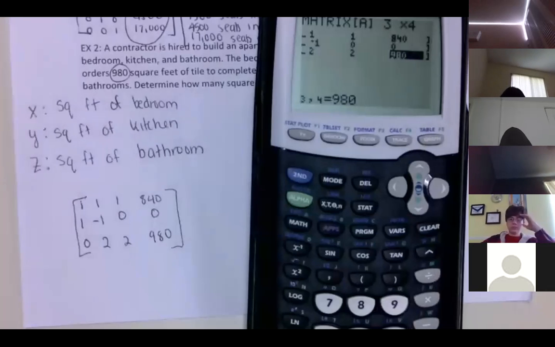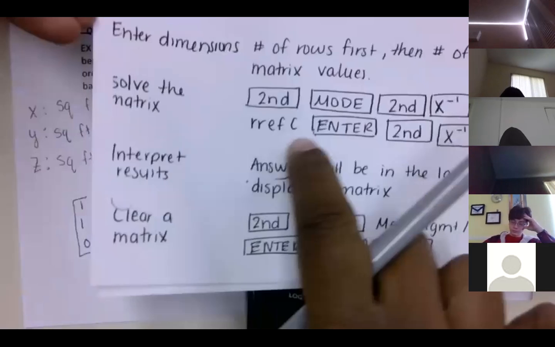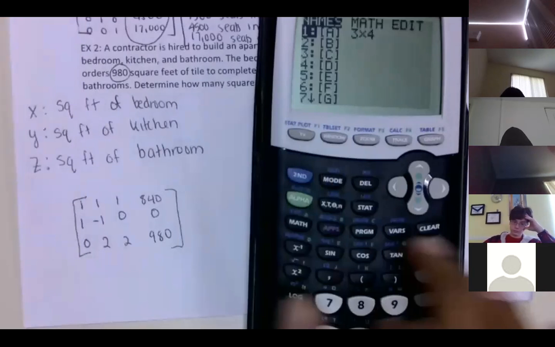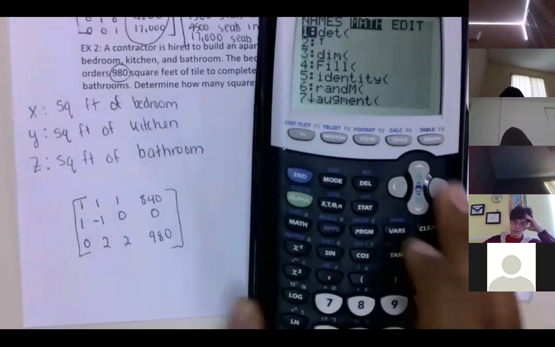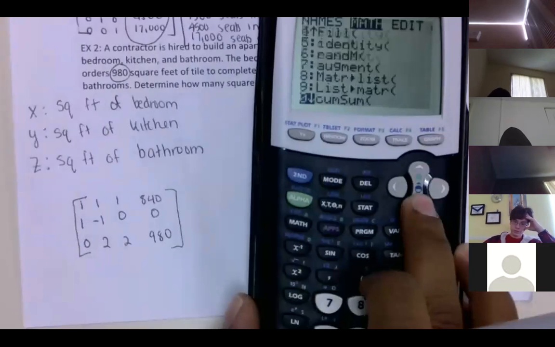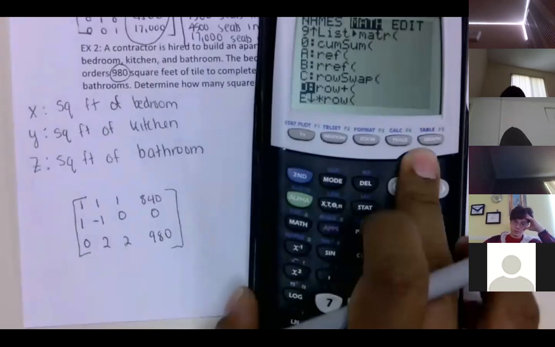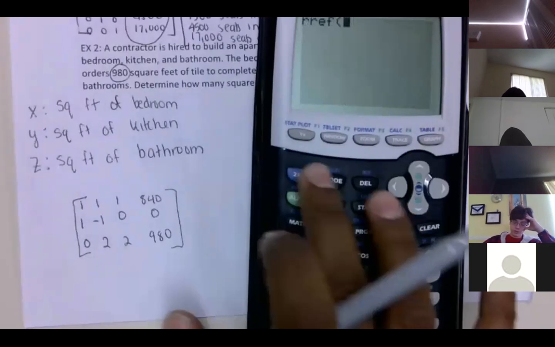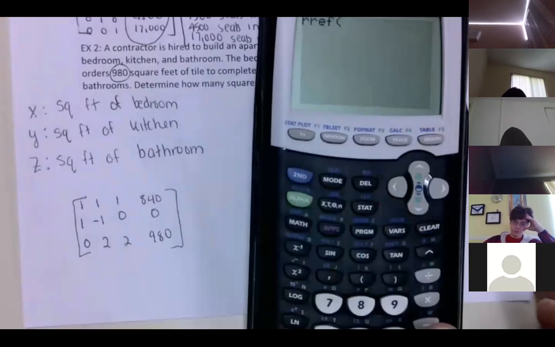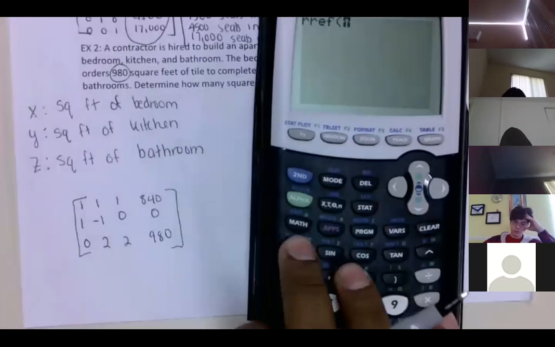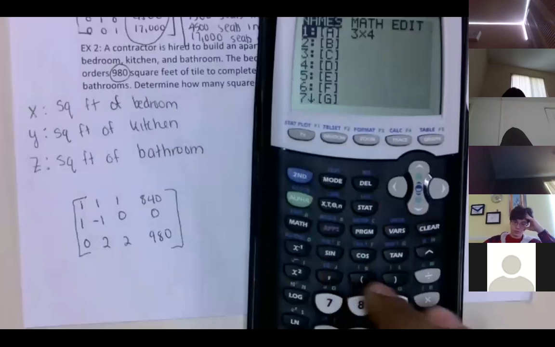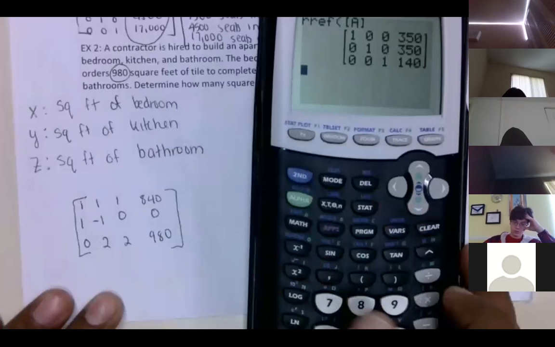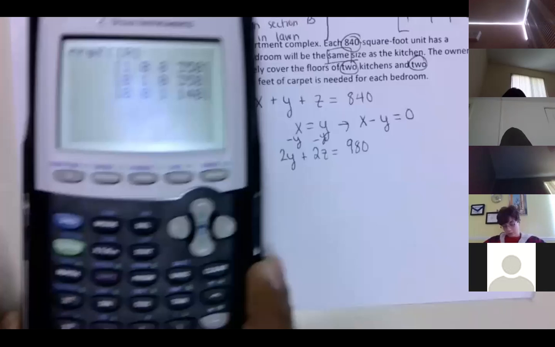All right, now we're on the third step. So start with second mode and continue from there. So you've got second mode, second, x to the -1. Go over to math, and then scroll down till you get to RREF. Press enter. Second, x to the -1. Type in 1 for A, and then press enter. So that's your matrix. I'm going to go ahead and copy this down on my piece of paper.